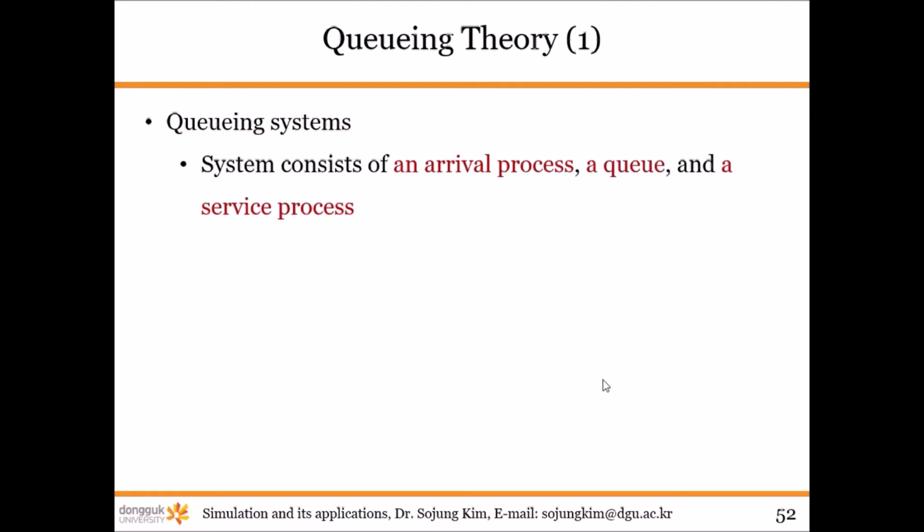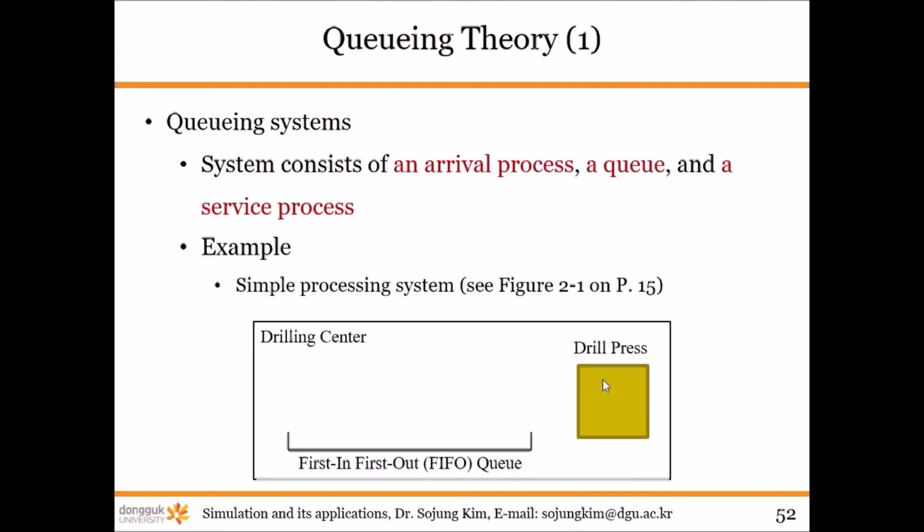Okay, so let's look at the queuing system, consisting of the arrival process, queue, and the service process. I think that you already knew about one of the queuing systems. Actually, we have considered a simple processing system in previous chapters, such as the drilling center. Hopefully you can remember this.